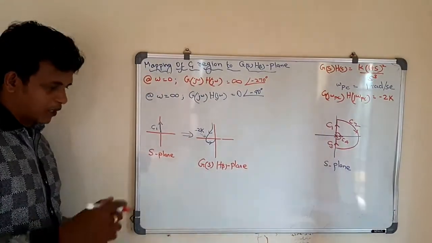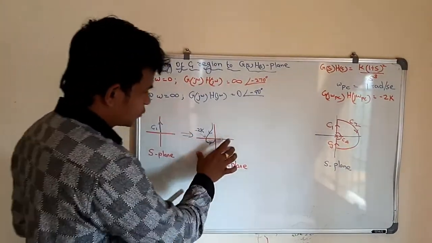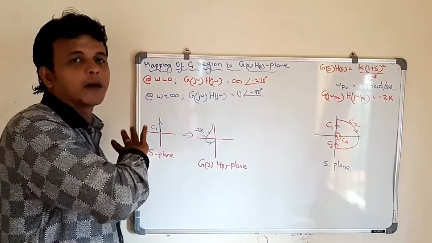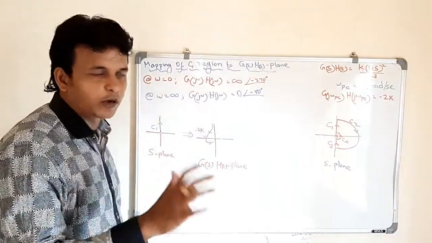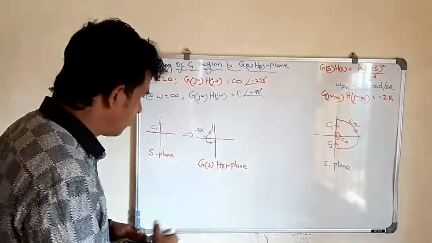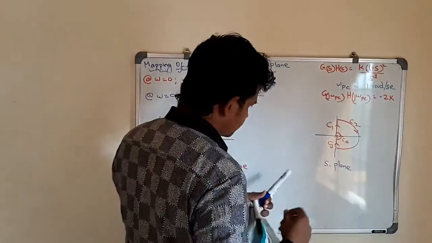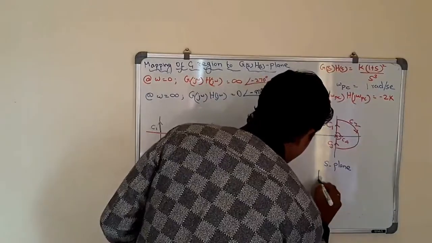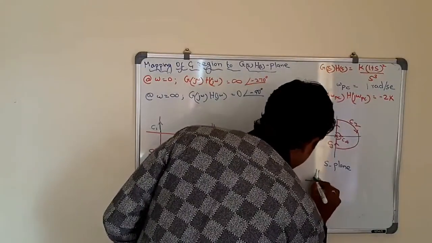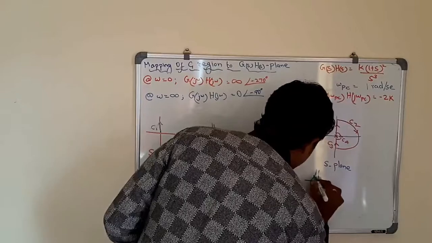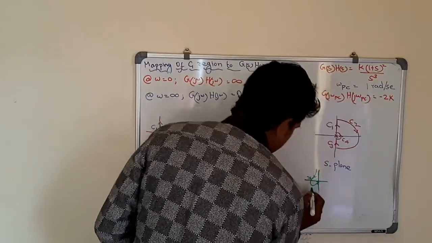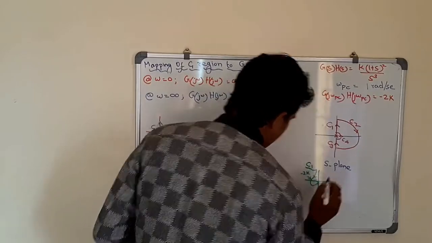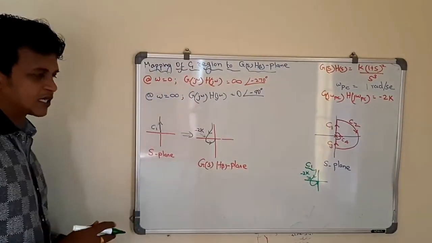I am making a note of this one because I have to map region C2, C3, C4 separately, and I have to combine all the mappings into a single plot that becomes Nyquist plot. So that is what I am going to do now. So here I am noting it separately. Here for region C1 I have the plot like this, and here the point at which it is crossing the real axis is minus 2k. This is for region C1. I have mapped C1 to GSHS plane in this manner. So I am making a note of it.